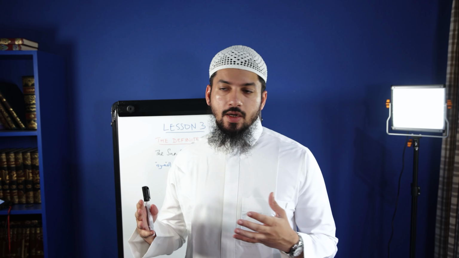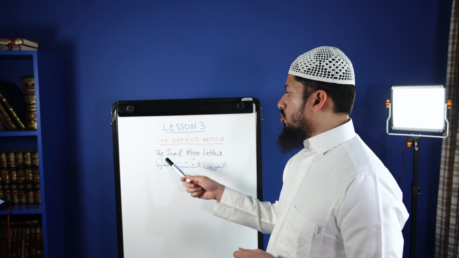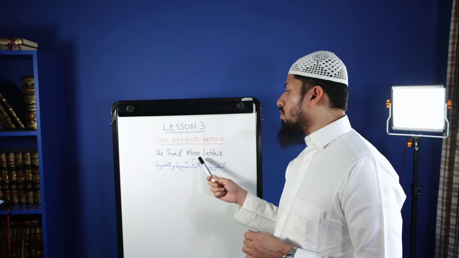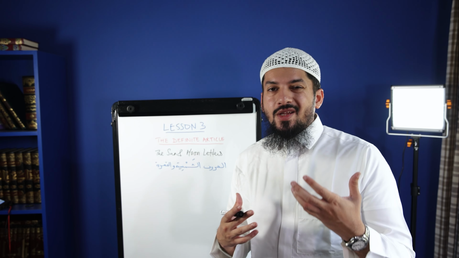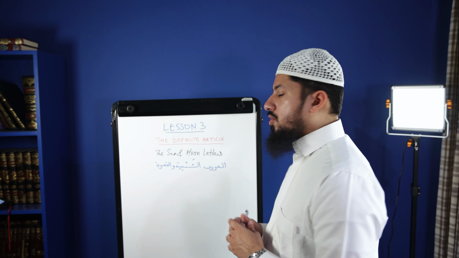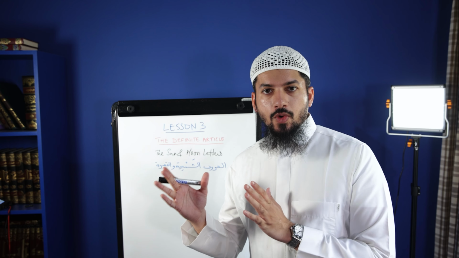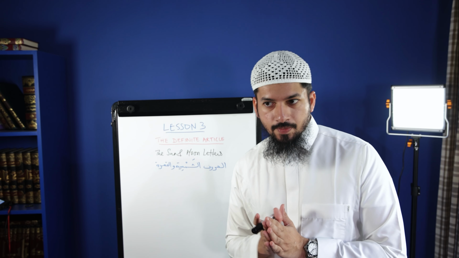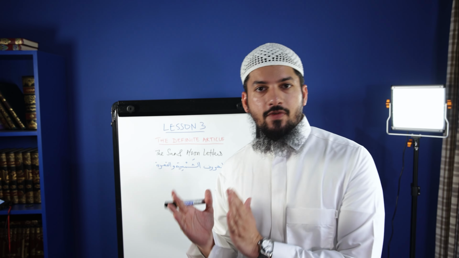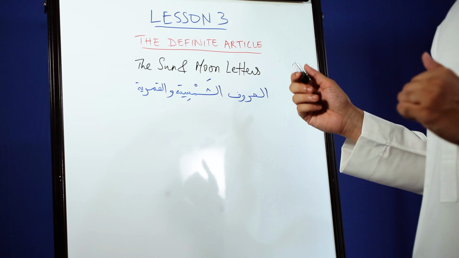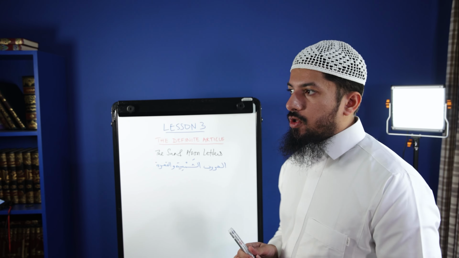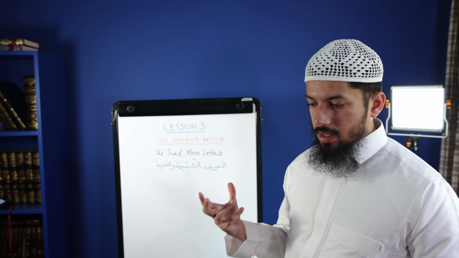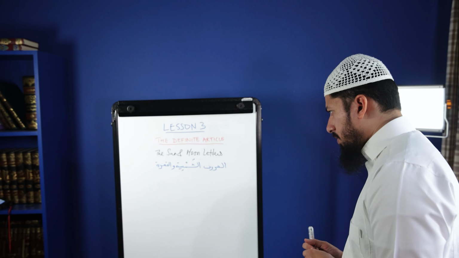The final concept you have to learn in this chapter is al-huruf al-shamsiyya wal-qamariyya, which translate to the sun and moon letters. So this has to do with how to pronounce the alif lam. The Arabic alphabet is divided into two categories. Half of the alphabet is al-shamsiyya and the other half is al-qamariyya. What do we mean by al-shamsiyya and al-qamariyya? It is very simple.